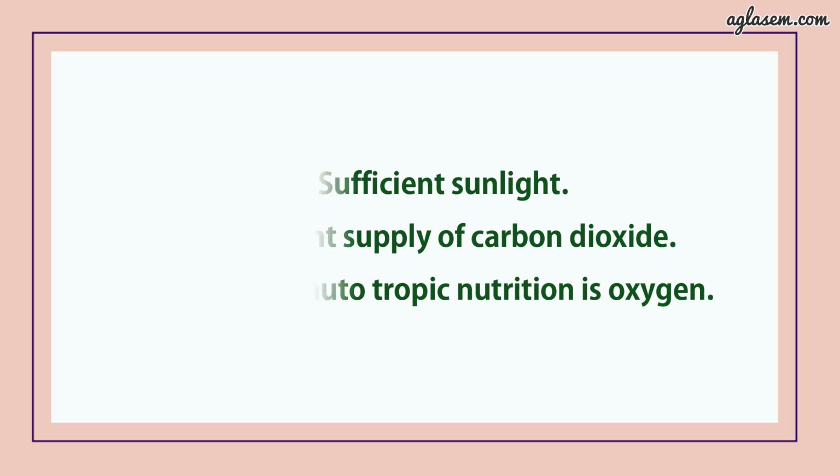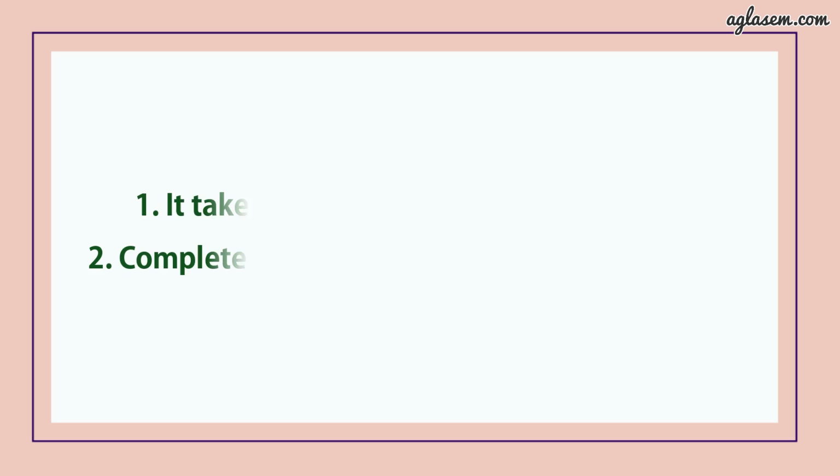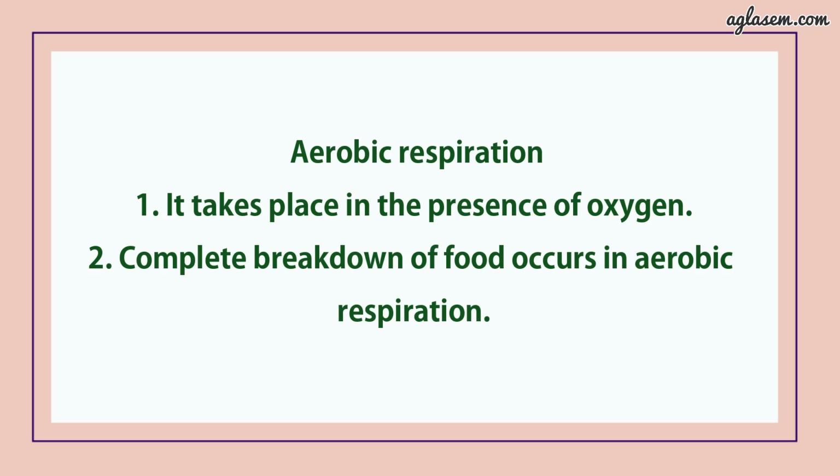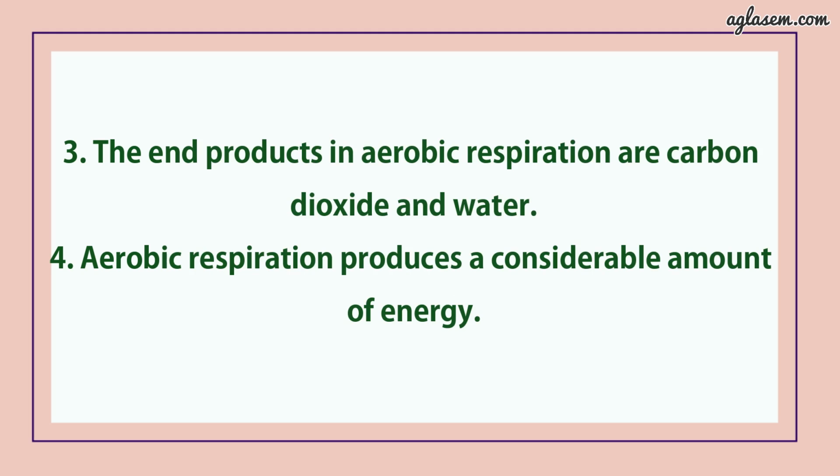Now, question number 8 says, what are the differences between aerobic and anaerobic respiration? Name some organisms that use the anaerobic mode of respiration. So first, let's talk about aerobic respiration. First point is, it takes place in the presence of oxygen. Second, complete breakdown of food occurs in aerobic respiration. Third, the end products in aerobic respiration are carbon dioxide and water. And the fourth point is, aerobic respiration produces a considerable amount of energy.